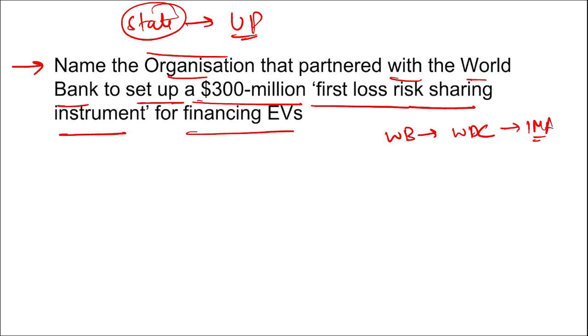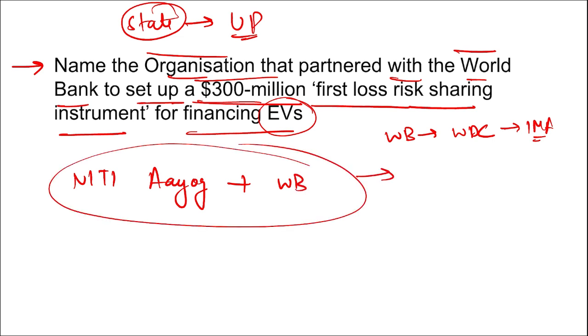All right, it was set up. The organization that has partnered with the World Bank to set up a $300 million first loss risk sharing instrument for electric vehicles is Niti Aayog. The correct answer is Niti Aayog, along with the World Bank, which will be setting up a first loss risk sharing instrument for electric vehicles. Mark this highly important question.